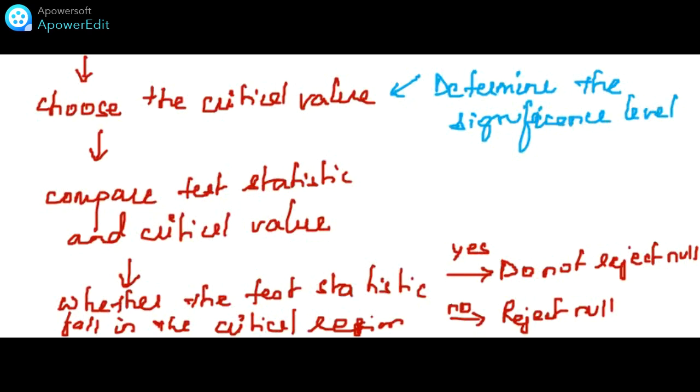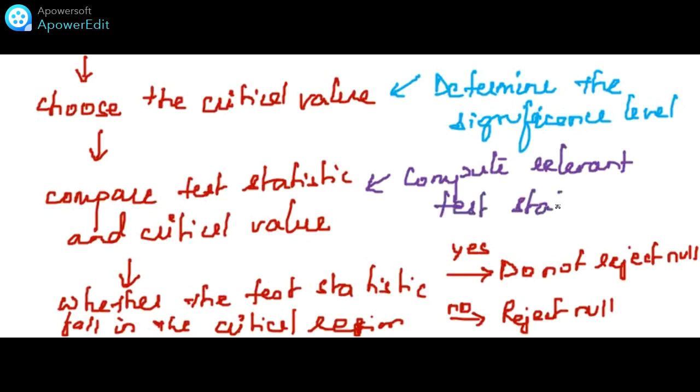Okay, and while you are comparing the test statistic with the critical value, you have to compute the relevant test statistic. That means which test statistic applies to your experiment. Whether you are doing a t-test or ANOVA or chi-square test, depending on your test statistic, you have to find the critical value. Now, if the test statistic lies in the critical region, then you will not reject the null hypothesis. But if it does not lie within your critical region, then you have to reject the null hypothesis.